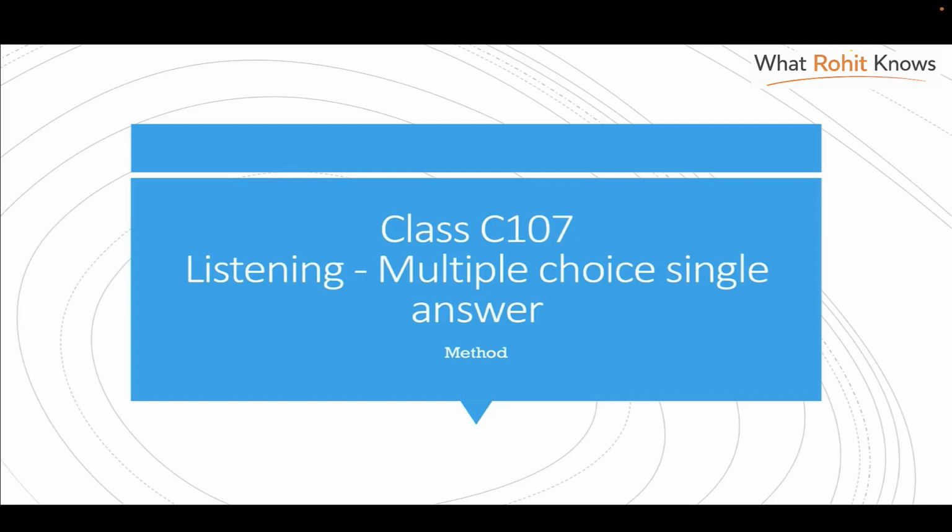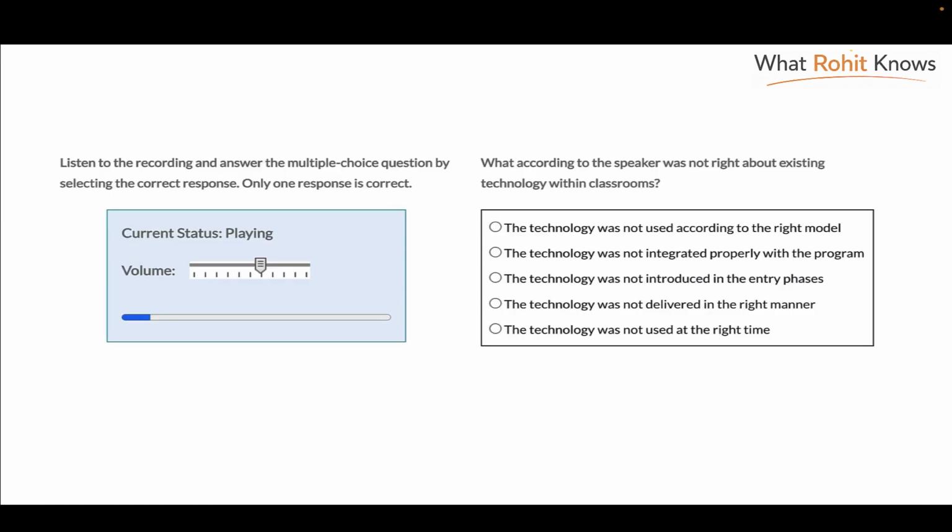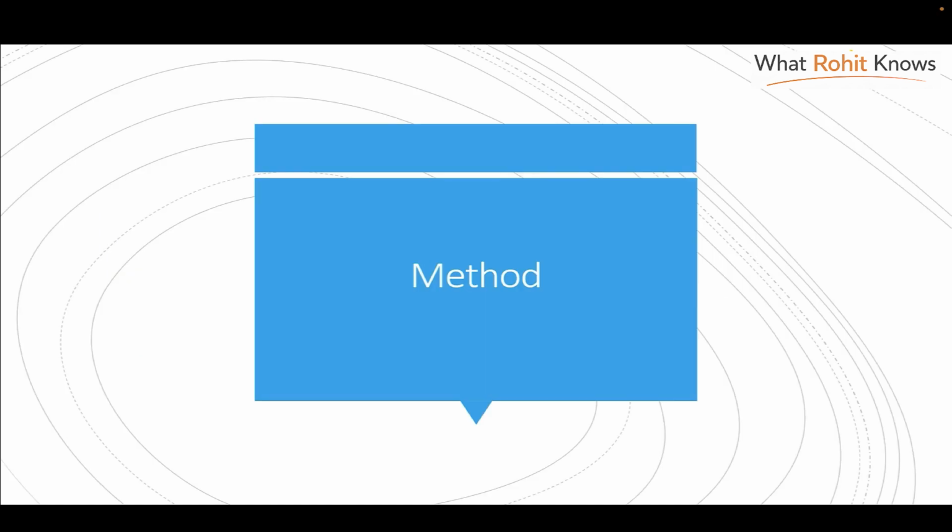Listening, multiple choice, single answer method. Let's look at the step-by-step method that we use to answer this question type. Quickly, the question screen: on the left, the audio. On the right, at top is the question, and below that, the options. Out of the options, you have to select the one that best answers the question. Now let's see the method.